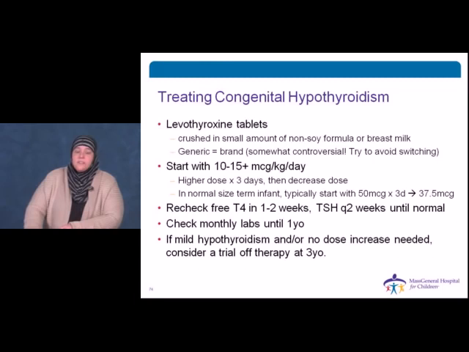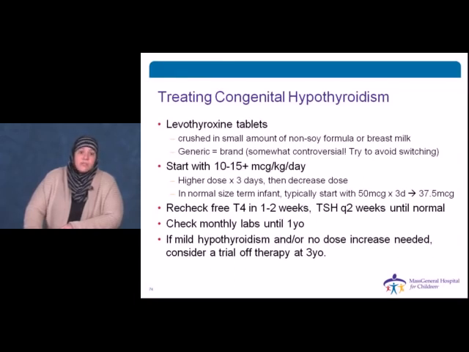We start with 10 to 15 micrograms per kilo per day, and during the first 3 days, we tend to round up, meaning that in a normal-sized term infant, we would typically start with 50 micrograms for 3 days and then decrease down to 37.5 micrograms. And the purpose of this is really to normalize the total and free T4 as soon as possible.